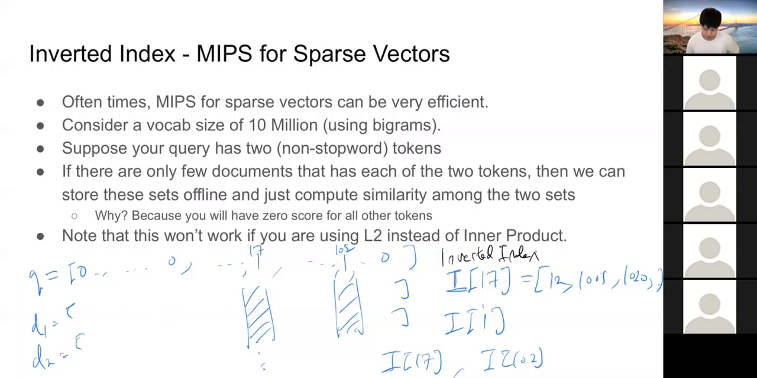But of course, this won't work if you're using L2 instead of inner product, because even if your query dimension is zero, it matters what is on that dimension in each document, right? Because your distance will change, unlike inner product. So that's the beauty and the efficiency of inner product, that inner product allows you to ignore a lot of things safely.